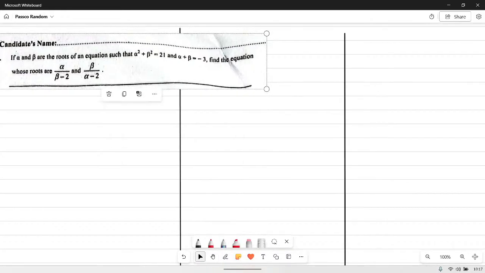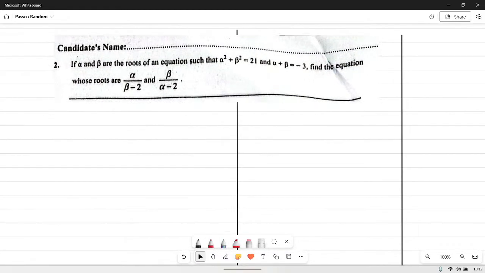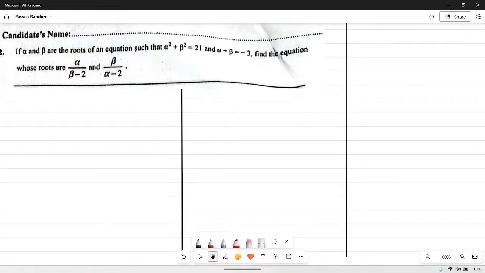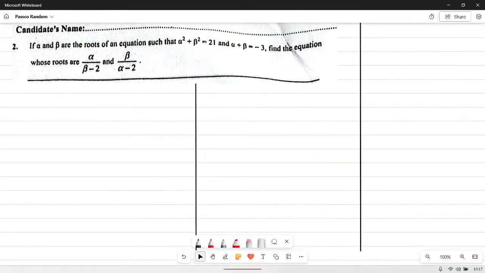I hope you can see. If alpha and beta are the roots of the equation, such that alpha squared plus beta squared is 21, and alpha plus beta is negative 3, find the equation whose roots are these. If alpha and beta are the roots of an equation, the roots means that they are the solutions.